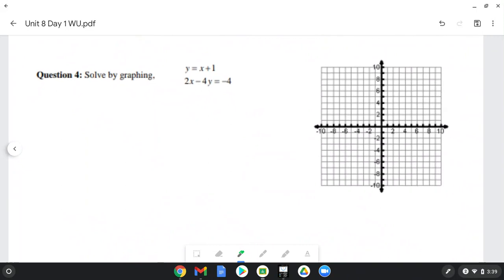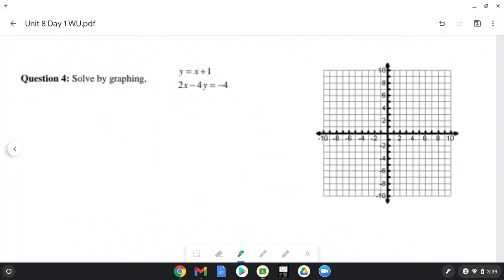the top one's already solved for, so all I've got to do is graph it. So that starts at 0, 1 as my y-intercept, and the slope tells me to go up 1 over 1 forever. Down 1 over 1 forever. So that looks good to me.